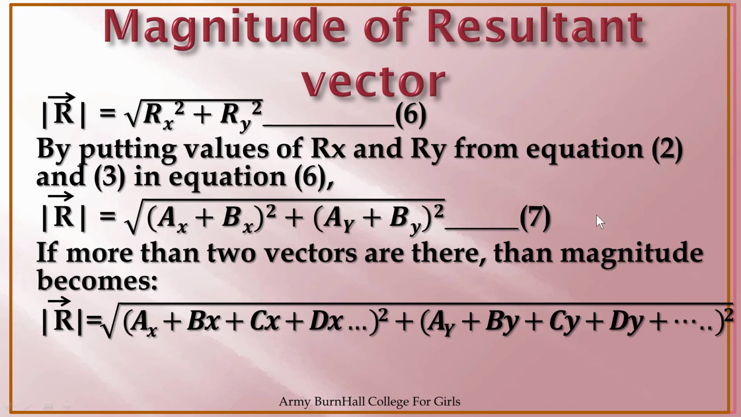In the head to tail rule, we calculated the magnitude of the resultant with the scale, but right now we are going to calculate the magnitude of the resultant with this proper formula, and we will get a proper, accurate value.